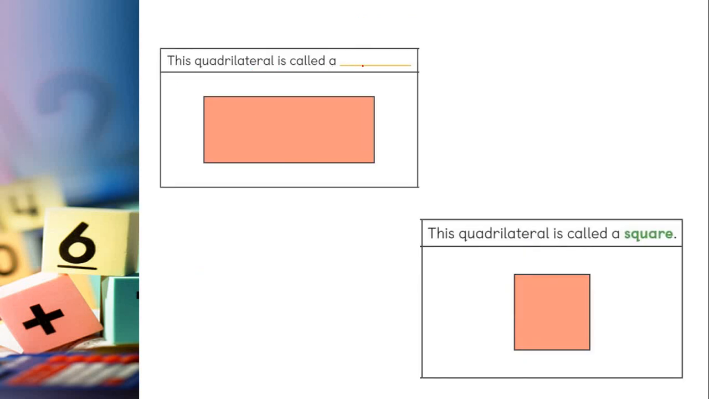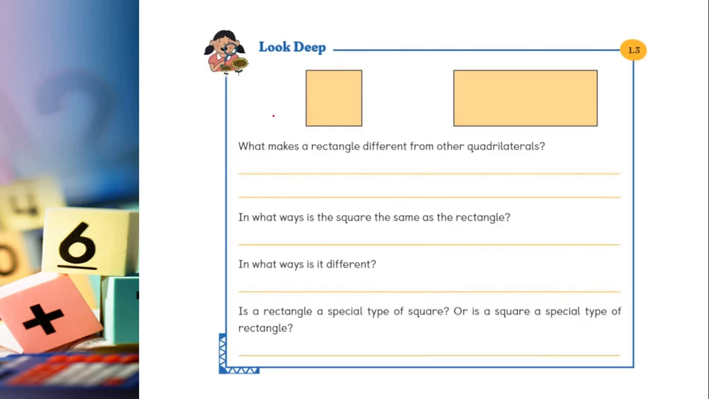This quadrilateral is called a... What is this quadrilateral name, children? Yes, you know this, rectangle. This quadrilateral is called a square. Look deep. Here two shapes are there, children. Can you find out? Yes. Square and a rectangle.